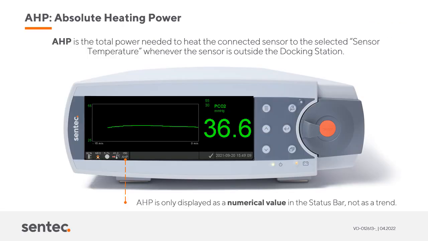Absolute heating power is the total electrical power needed to keep the sensor at 41 degrees Celsius. Depending on how your monitor is configured, AHP will be displayed at the bottom of the digital screen next to the sensor temperature.